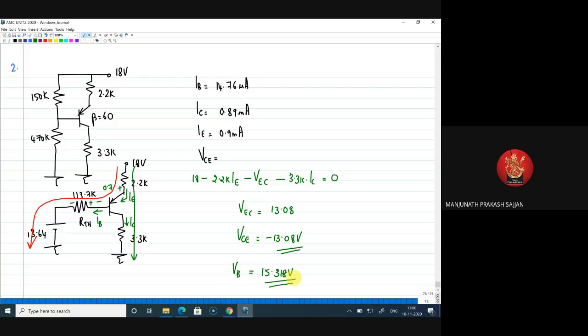Sorry, sir. Actually, I did it wrong. This should not be right. Okay, let me check. Your IE is equal to 0.9, so 0.9 milli into 2.2K. That is your VE minus 0.7. I think 15.32. It is correct only.